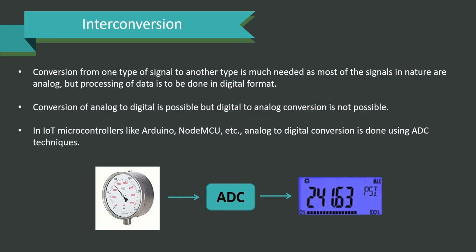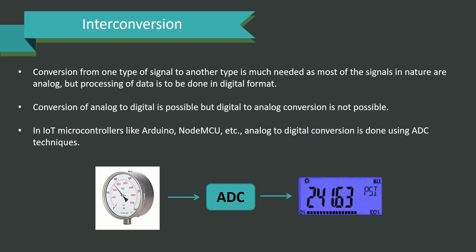Interconversion is one thing that we need to understand, how exactly it happens. Conversion from one type of signal to another type is much needed, as most of the signals in nature are analog, but the processing has to be done as digital. Converting the analog to digital signal is possible, but digital to analog conversion is not possible.